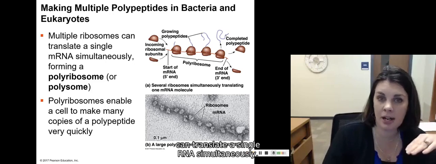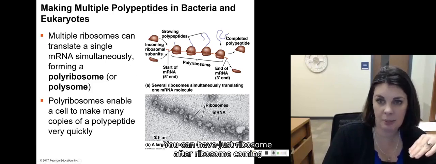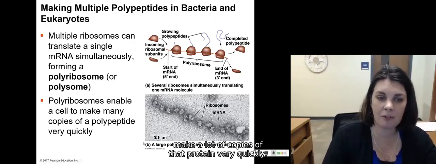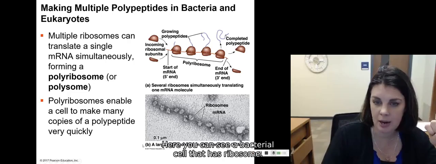Multiple ribosomes can translate a single RNA simultaneously. So you can have just ribosome after ribosome coming down, making lots of proteins at the same time. Polyribosomes let a cell make a lot of copies of that protein very quickly.